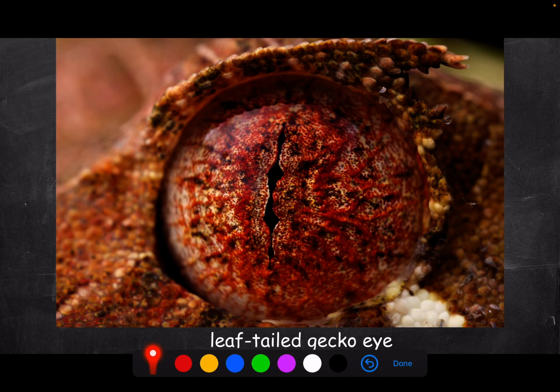And we have the eyes of a leaf-tailed gecko. And again, geckos always have these amazing eyes. This one's pupil looks as though it's a crack in its eye, but it's really just the pupil where the light enters. And you can see its iris also has this very strange, beautiful pattern.